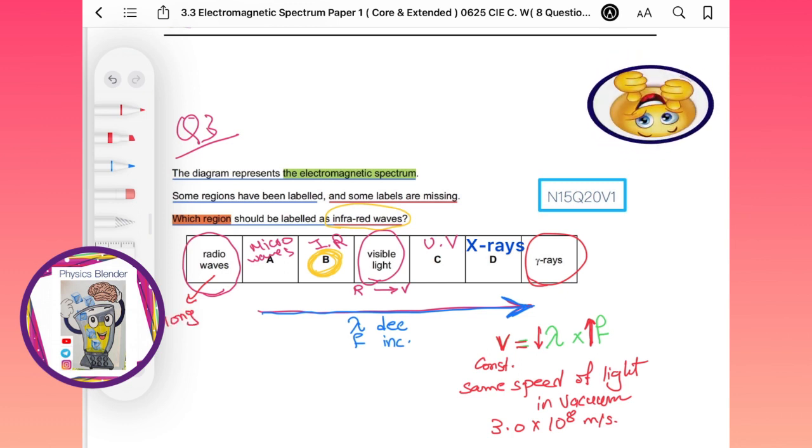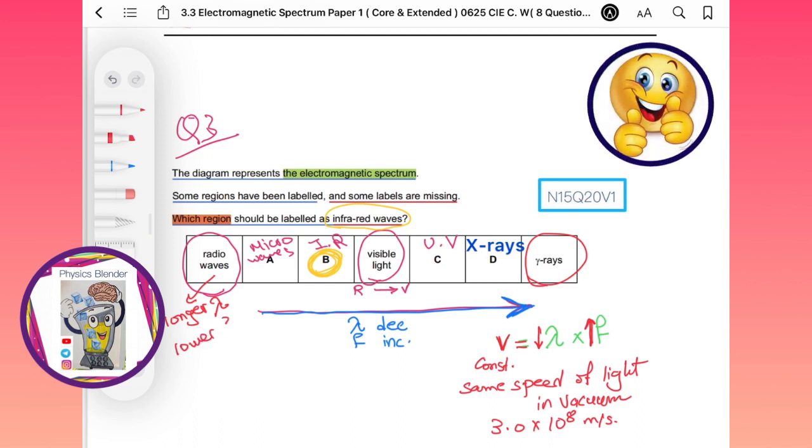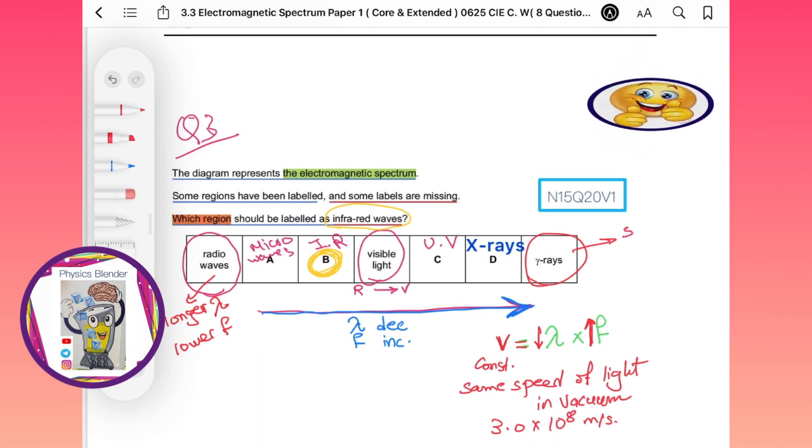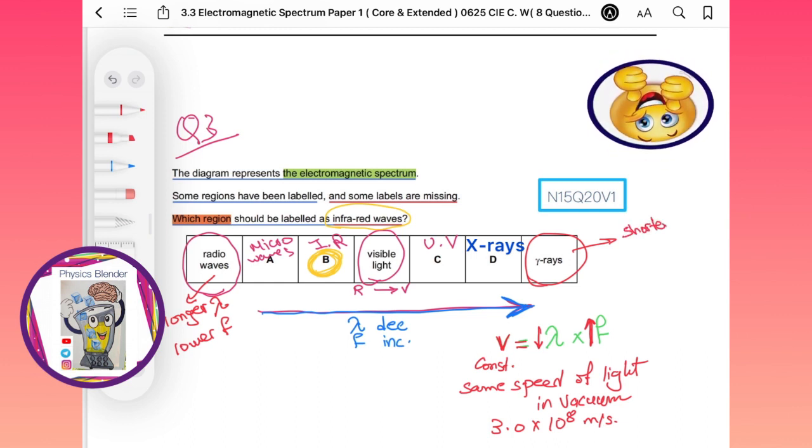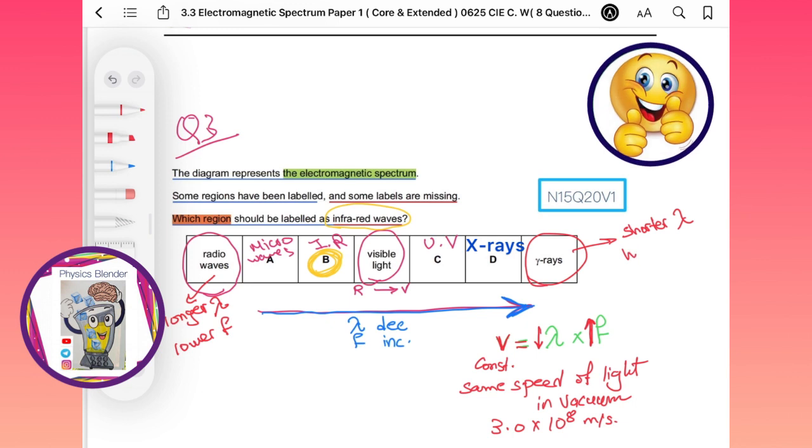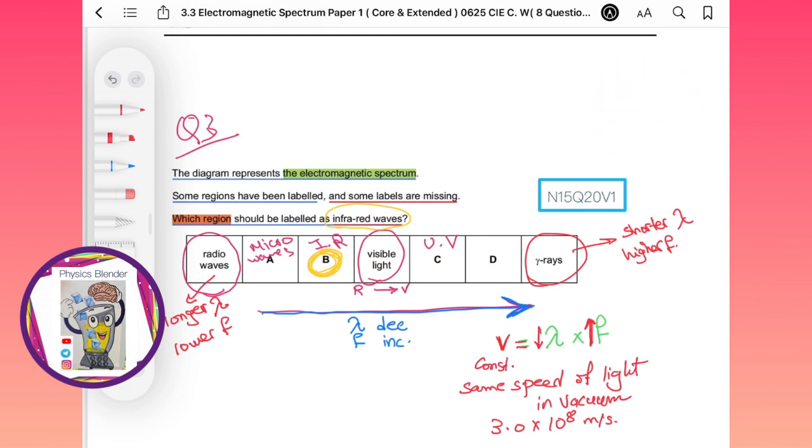longer wavelength, lower frequency. But gamma rays here, they have shorter wavelength and they have higher frequency. Is it clear? Okay, let's move to question 4.